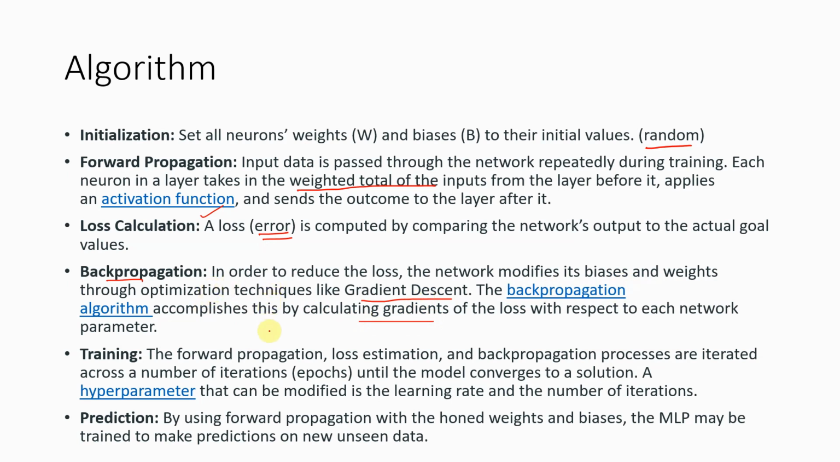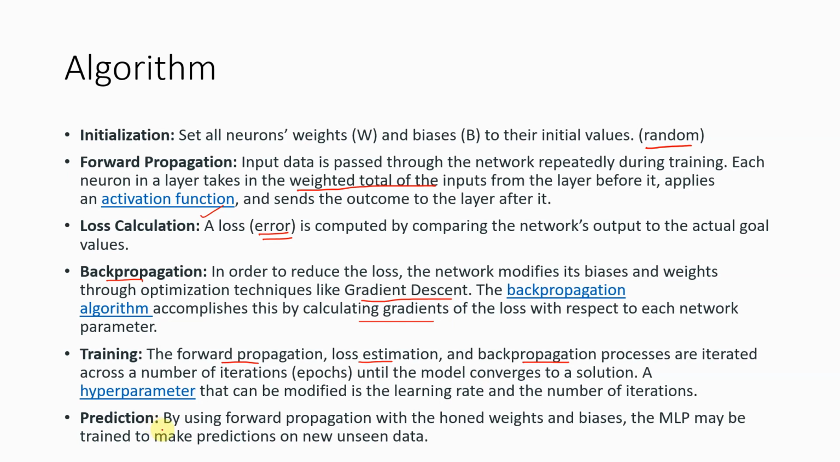And during the training, we are going to do the forward propagation, the loss estimation and the backpropagation process in an iterated manner for the specified number of iterations or until the network converges with a small error value. And during the training, the hyperparameters are also modified in order to optimize the outcome of the network. The parameters include the learning rate, number of iterations, the activation functions, etc.